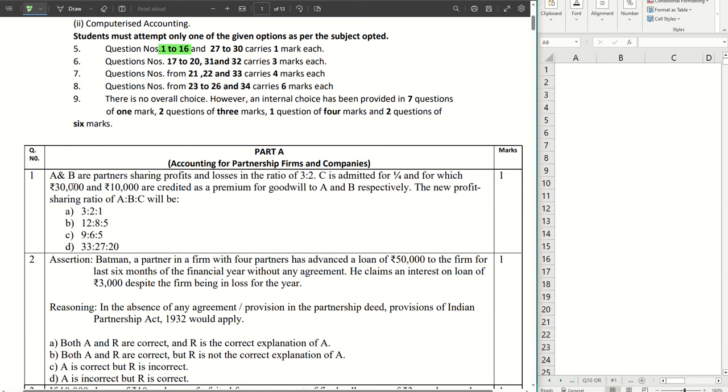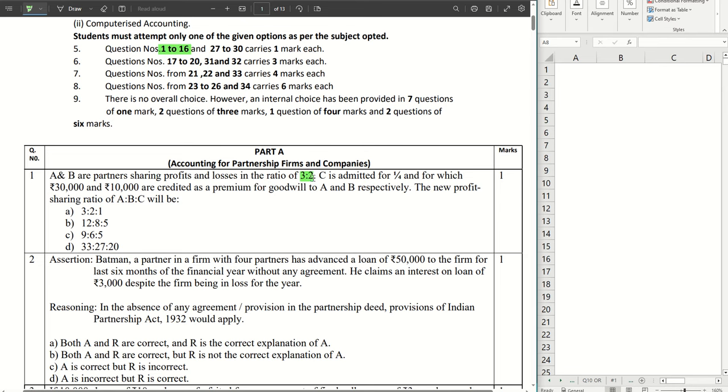So A and B have sacrificed 1/4 value in the ratio 3:1 in favor of C. Okay, so 3 by 4 of 1/4 is 3 by 16 that A has sacrificed, and 1 by 4 of 1/4, that is 1 by 16 that B has sacrificed in favor of C. Okay, so we have the old ratio given to us here. We subtract the sacrifice and we get the new ratio. The formula is old ratio minus sacrifice is the new ratio, right?